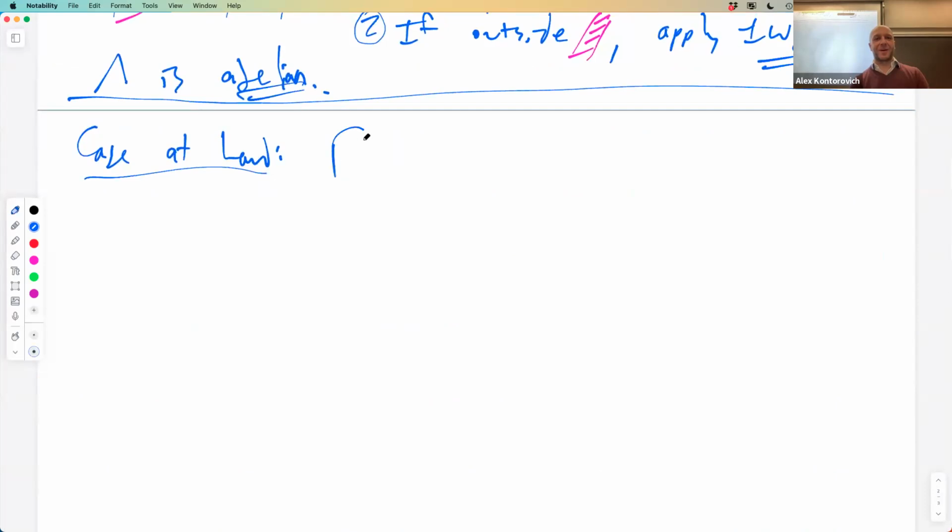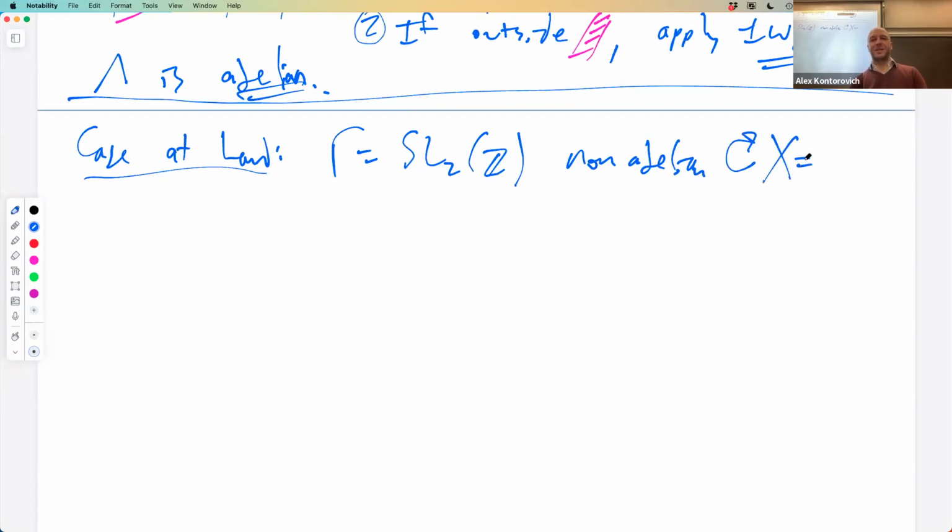The case at hand, gamma is SL2Z acting by multiplication, which is non-abelian. And it acts on the space. G didn't have to be a group. It acts on the space. The upper half space is not a group. So what's the action?